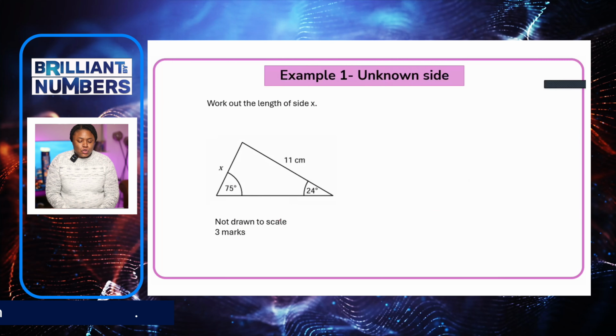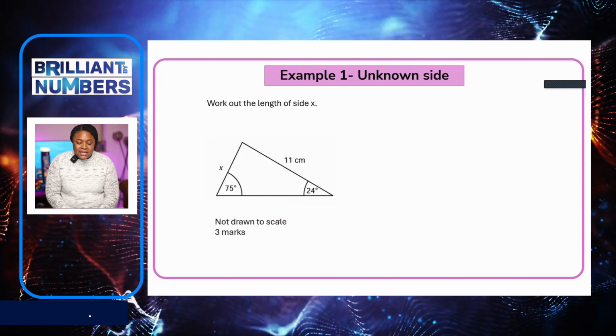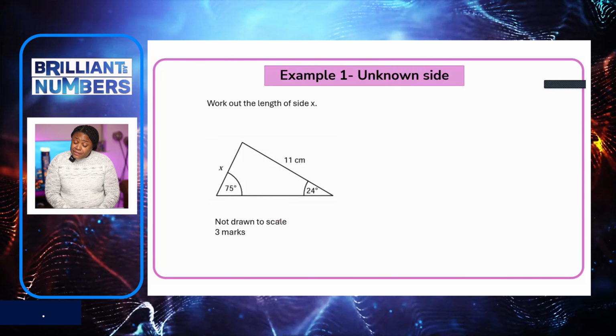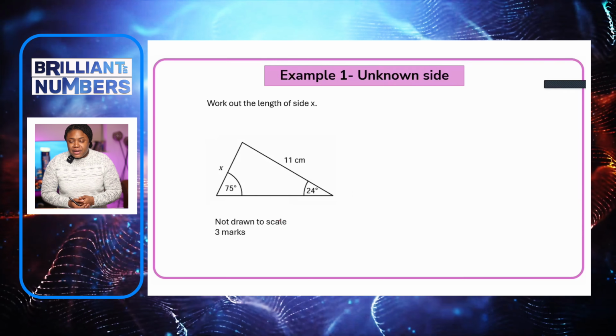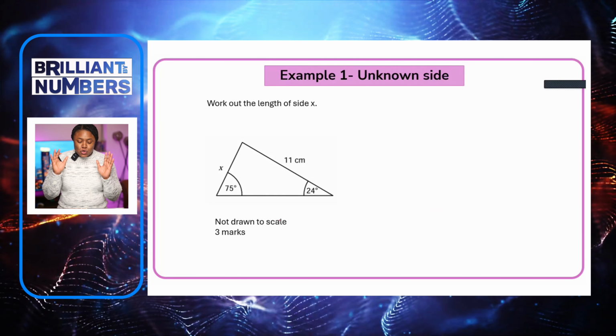So what we're going to do now, we're going to go through 3 examples of finding an unknown side using the sine rule. So first question asks us to work out the length of side x. So we observe our triangle, we ask ourselves, is this a right angle triangle? And the answer is no.